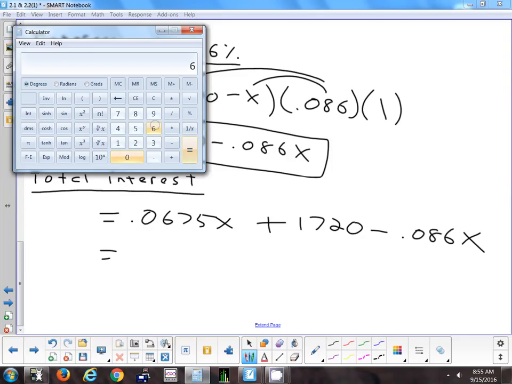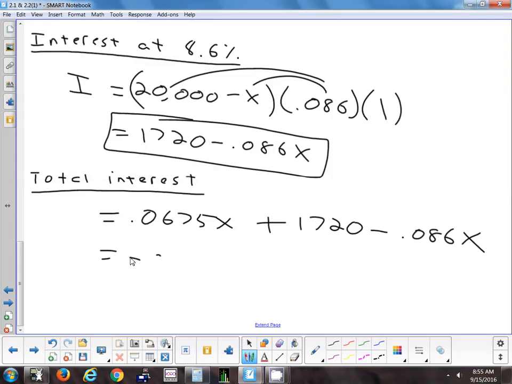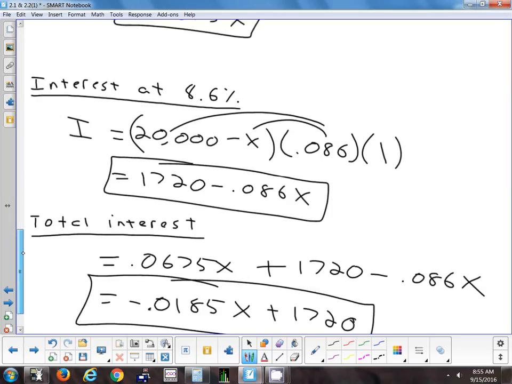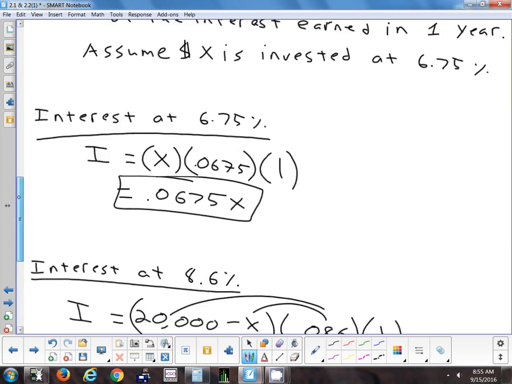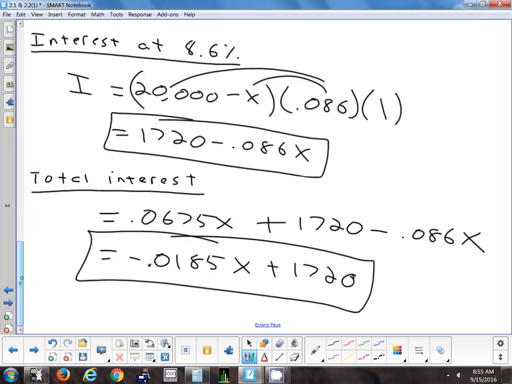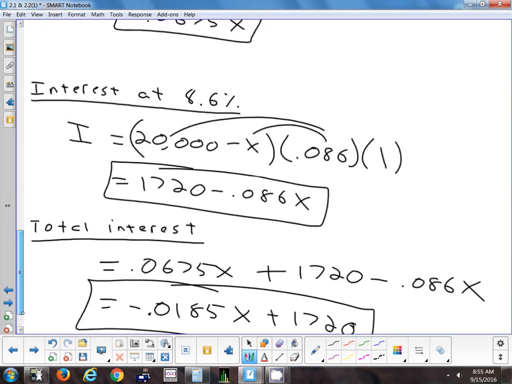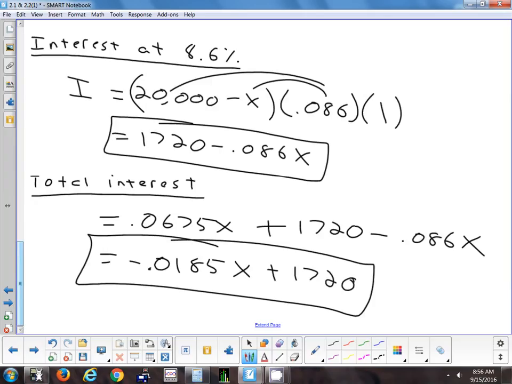Let me just double check. I think I did that right. 0.0675 minus 0.086. Okay, so we get negative 0.0185x plus 1720. Okay, there is our formula for total interest after 1 year. Questions on that? That's all they wanted. They're going to have us do something with this in a second on the calculator.